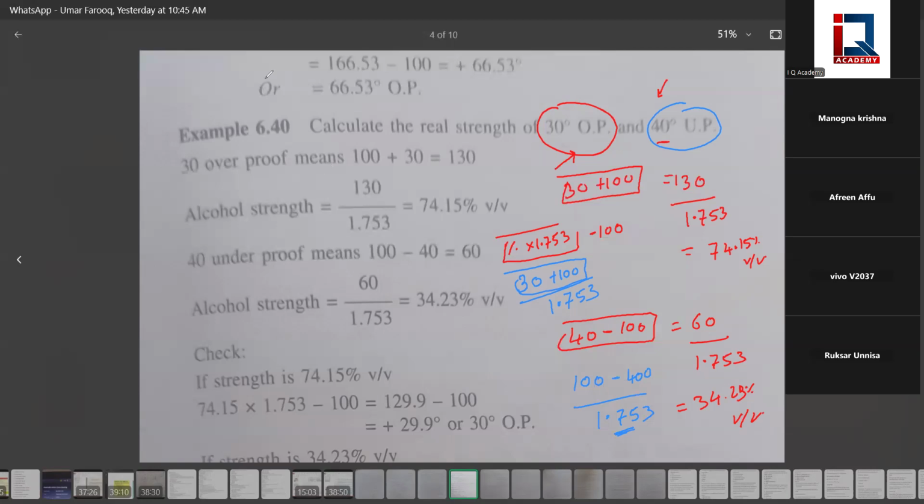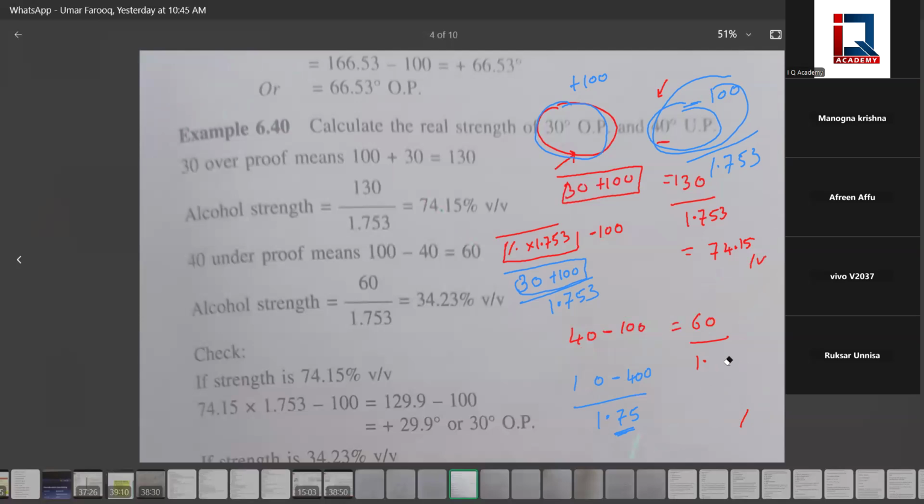For your practice, we have a lot of questions we will see, but these methods you should understand. First, taking the given percentage, multiplying with 1.753, and then the final product is subtracted by 100 if percentages are given. If degrees are given, then if it is overproof, you will add 100. If it is underproof, you will subtract it from 100. Then the resulting value is divided by 1.753. I hope it's clear. We will do some examples so that you will understand how to calculate this.